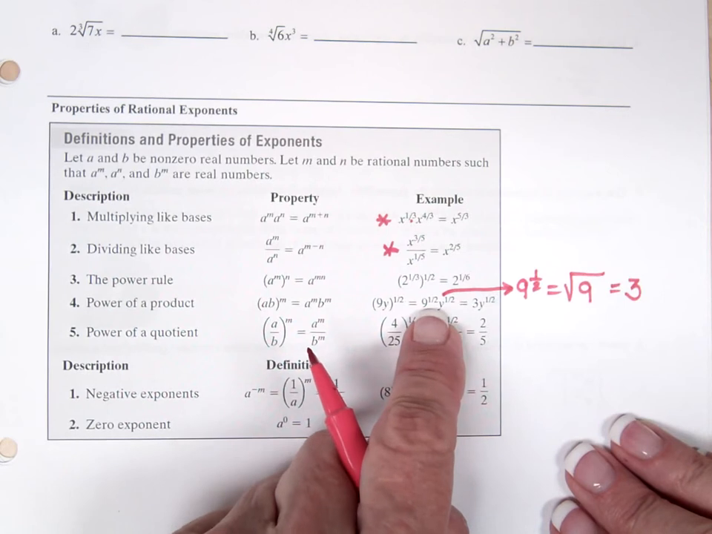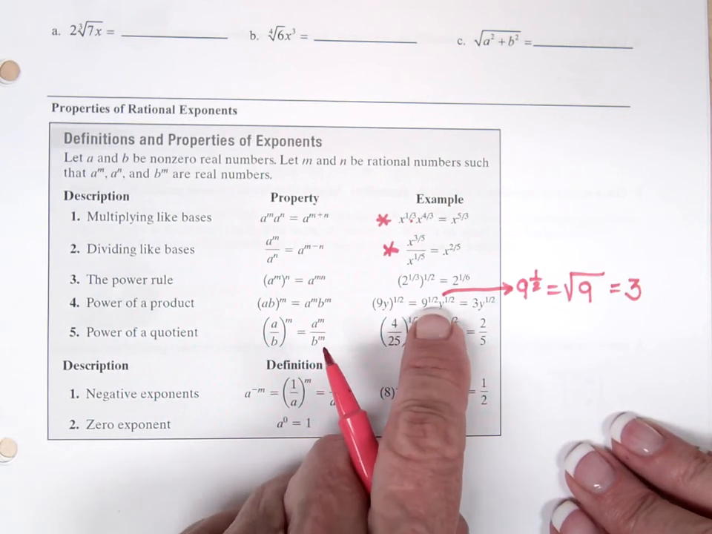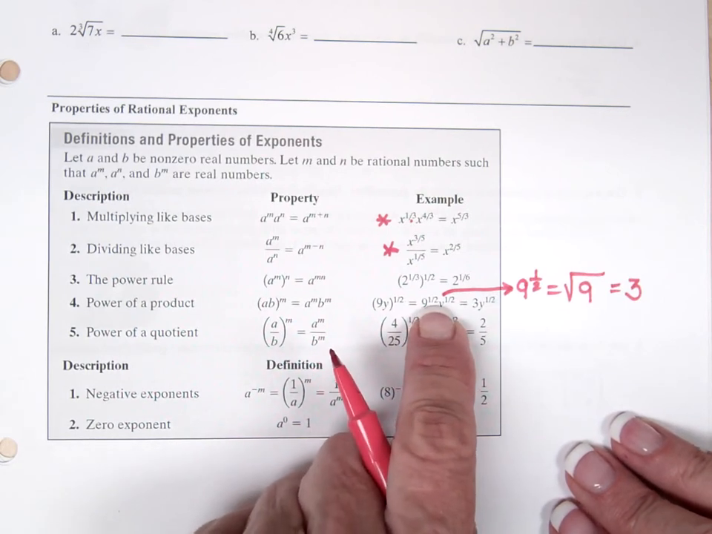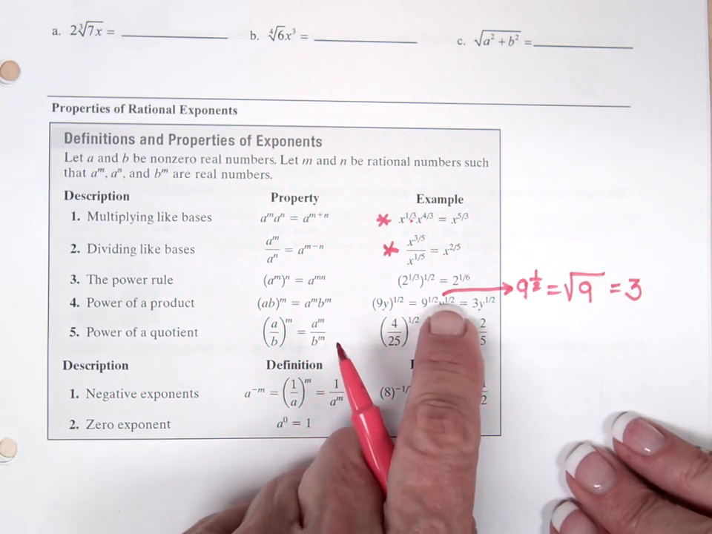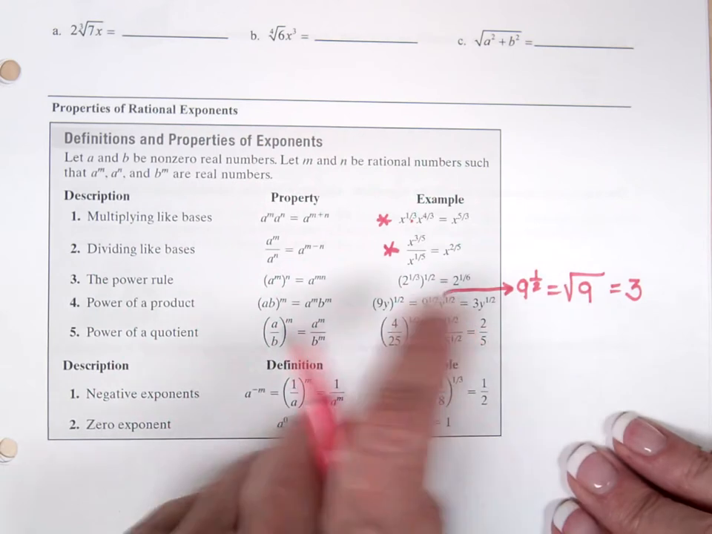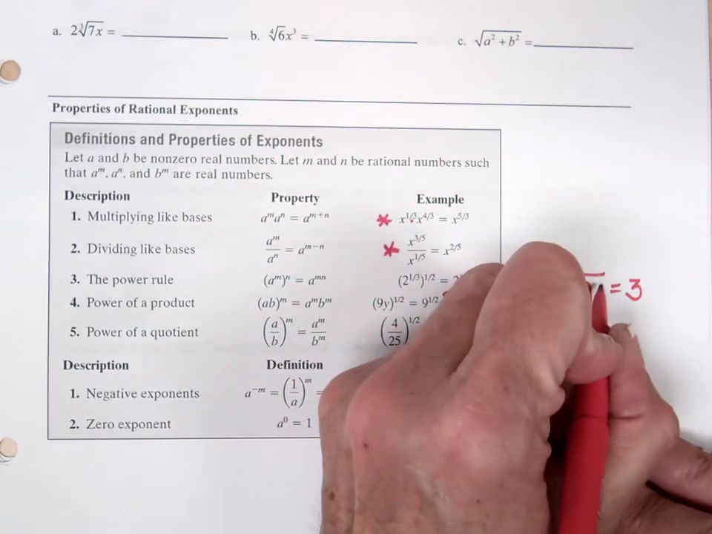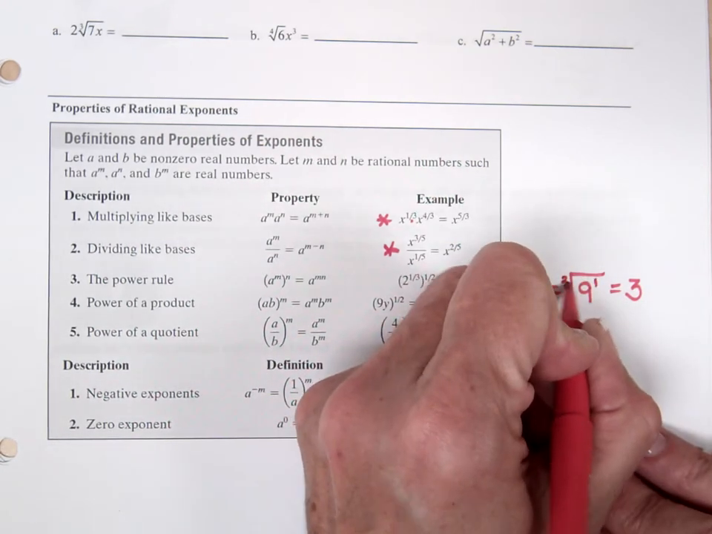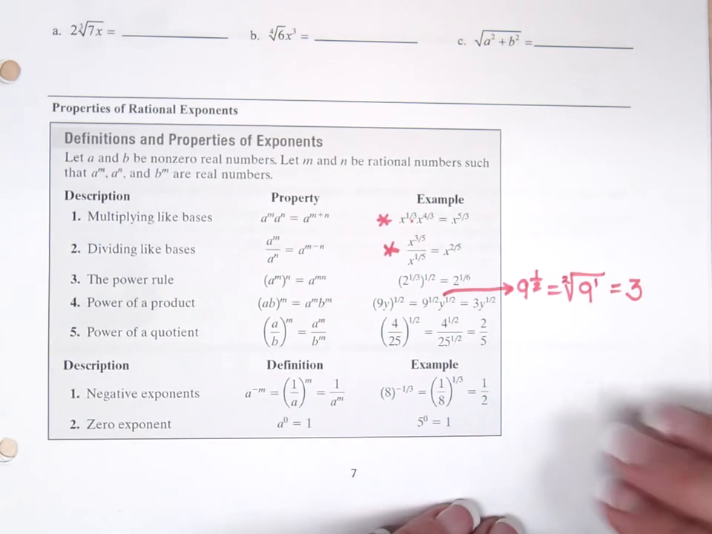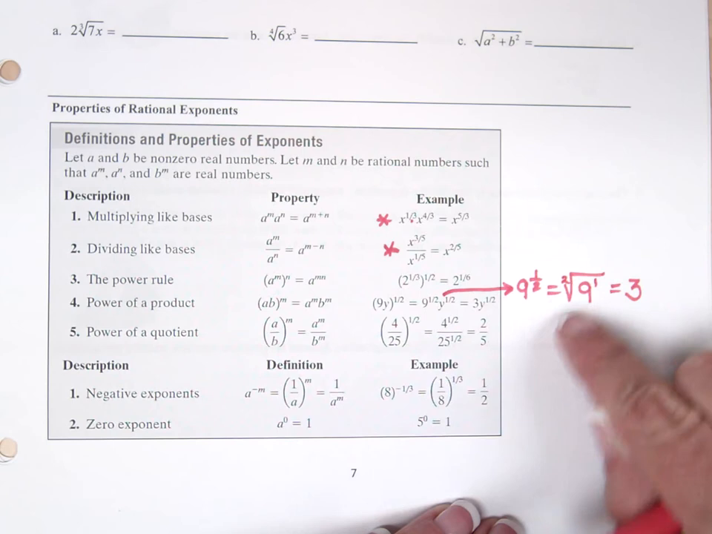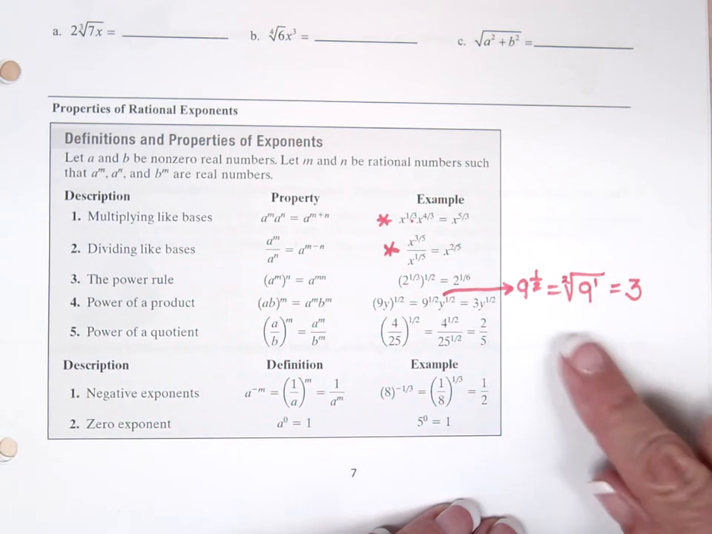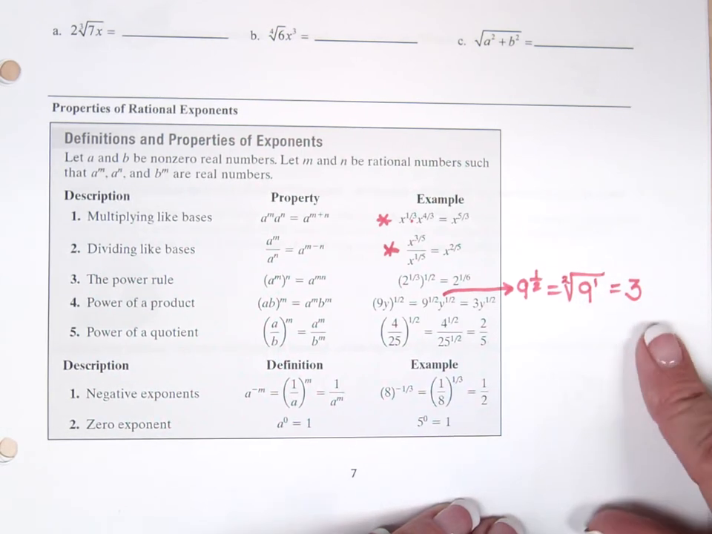So don't forget that. Anytime you have a number raised to a fractional power, that's just indicating that it's a radical. The denominator is the index, square root. The numerator is the power. So if you want to put those in just to see where they went, it's the square root of 9 to the 1st power. Square root of 9 is just 3.